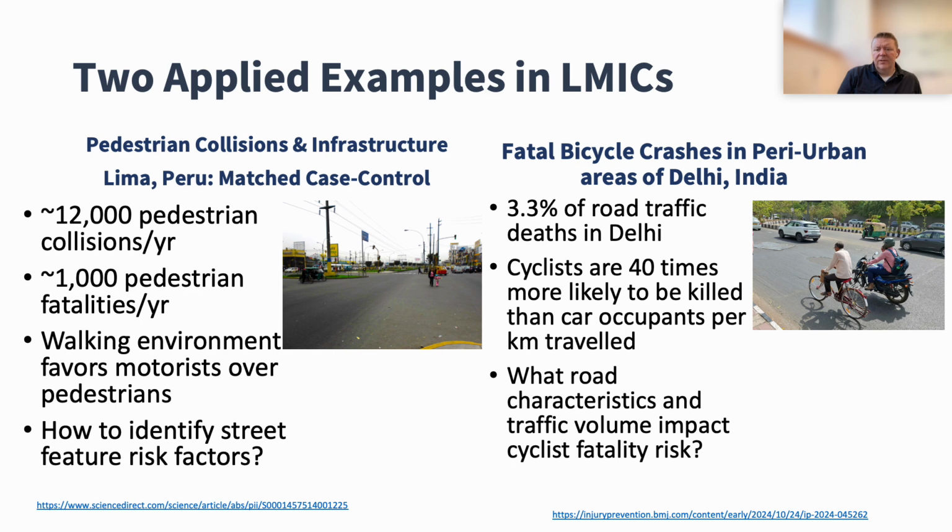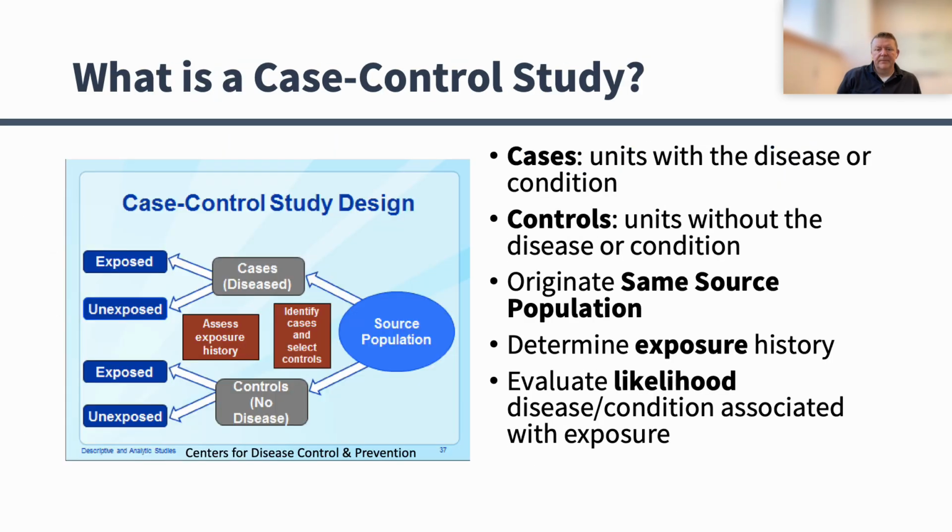In India, a similar study was also engaged, but focused on bicyclists. So about 3% of road traffic deaths in Delhi are bicyclists, and cyclists are 40 times more likely to be killed than car occupants per kilometer traveled there. And so the question they wanted to answer was what road characteristics and traffic volume impact cyclist fatality risk? And once again, a case control study was the study design that was appropriate for answering these questions.